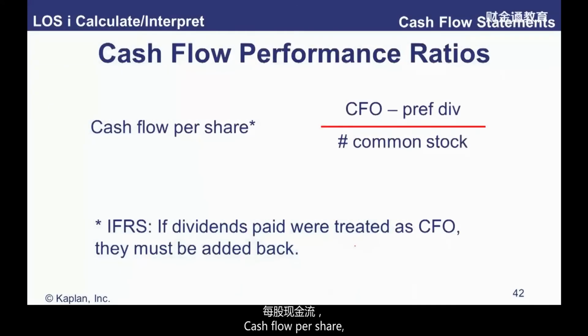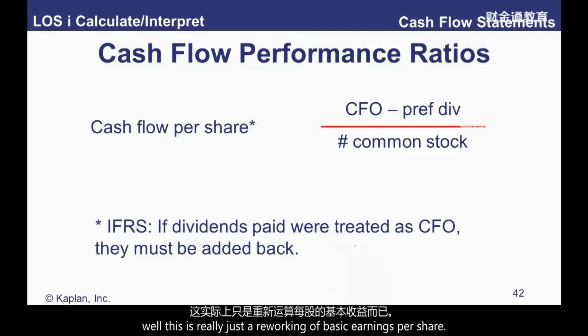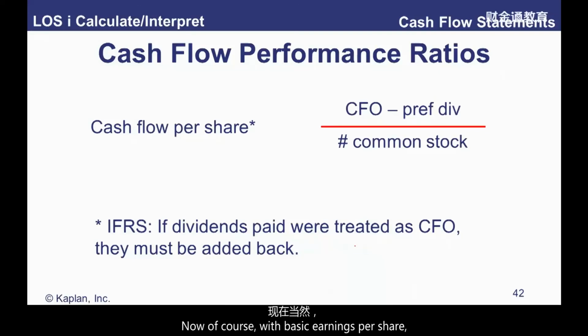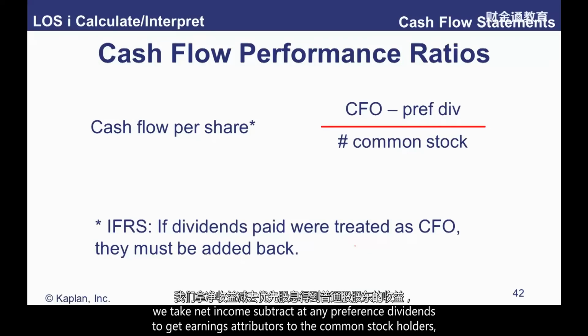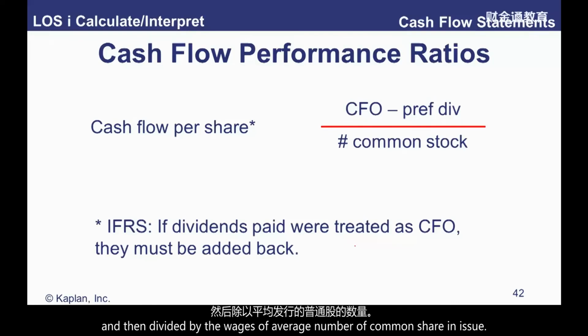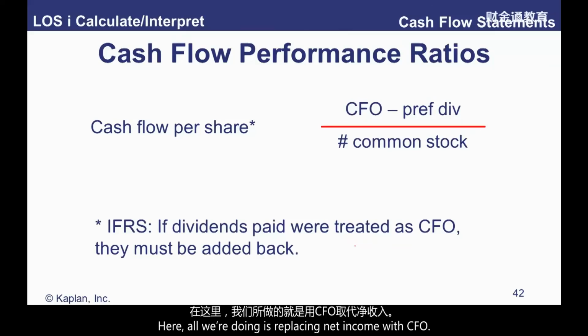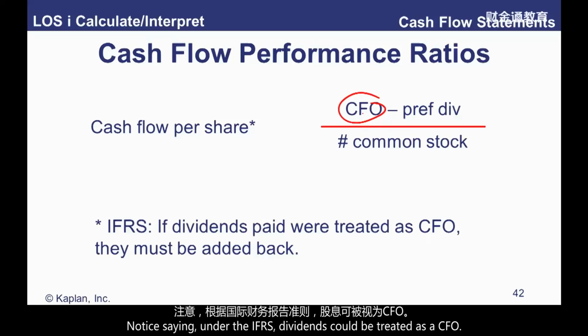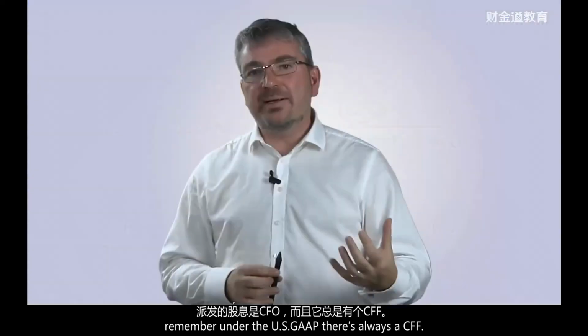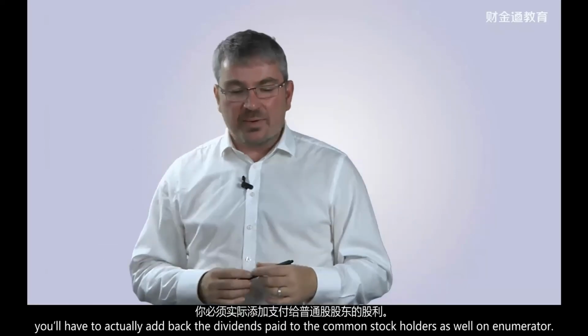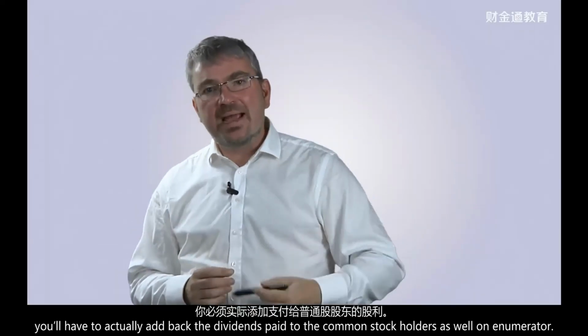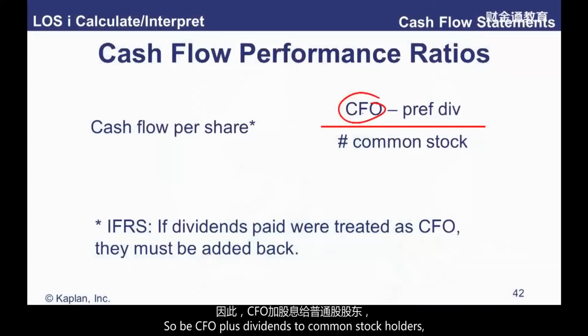Cash flow per share, well, this is really just a reworking of basic earnings per share. Now, of course, with basic earnings per share, we took net income, subtracted any preference dividends to get earnings attributable to the common stockholders, and then divided by the weighted average number of common shares in issue. Here, all we're doing is replacing net income with CFO. So it's a cash-based measure of earnings per share. Note it's saying, under IFRS, dividends paid could be treated as a CFO. Remember, under US GAAP, they're always a CFF. In that situation, you would actually have to add back the dividend paid to the common stockholders as well in your numerator. So it would be CFO plus dividend to common stockholders minus preference dividend.